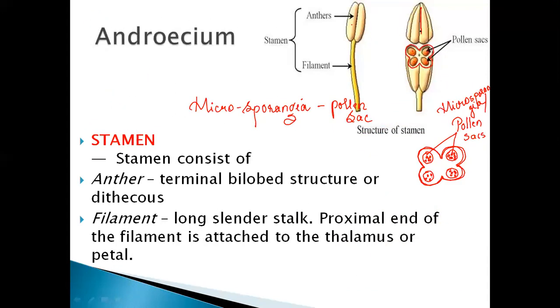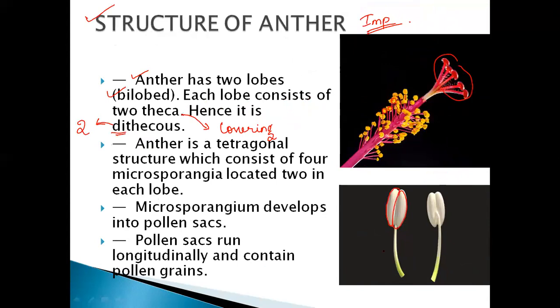Now, this is a two lobe. This is a division where two microsporangia are here and two in this, two microsporangia in one lobe and the other two microsporangia in the other lobe. Understood? This is lobe 1, this is lobe 2. So here 2, here 2, in this two lobe. Okay.